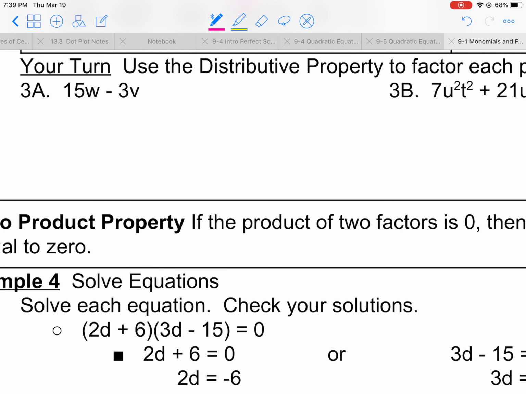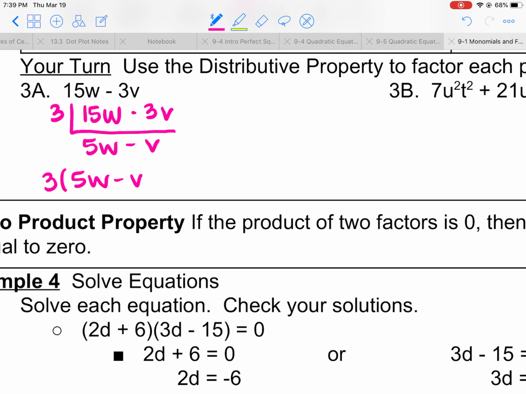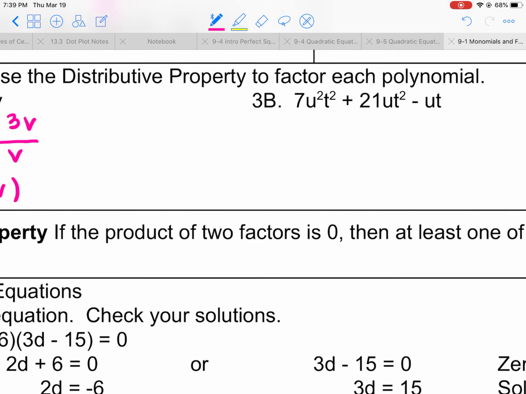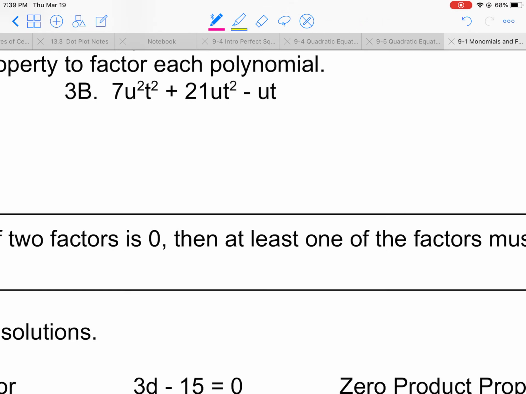So for this one, I've got 15w minus 3v. Notice there is no common variable. So I'm just going to take away 3, and then I have 5w minus v. I write my GCF on the outside, and I'm left with 5w minus v. I factored that polynomial.